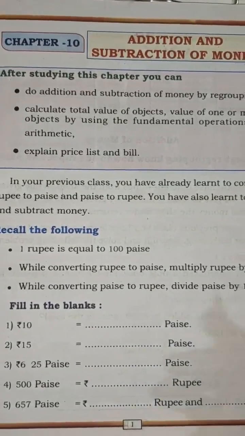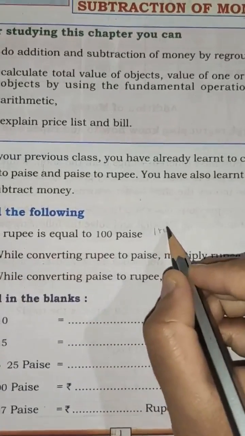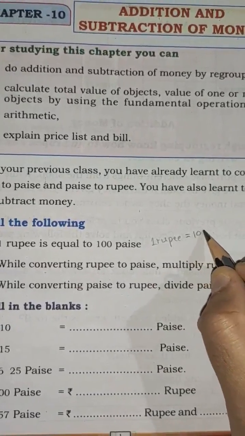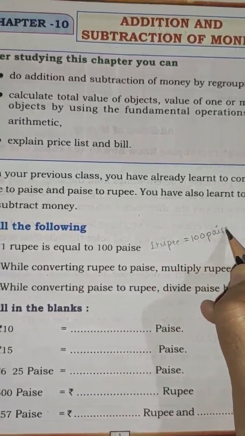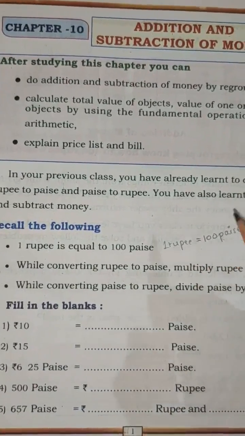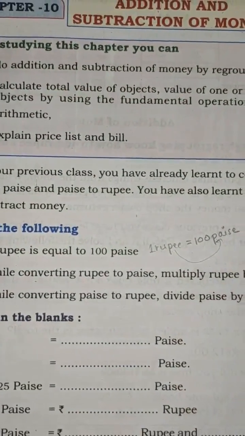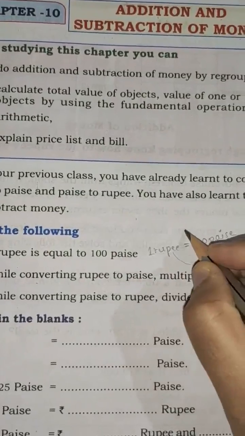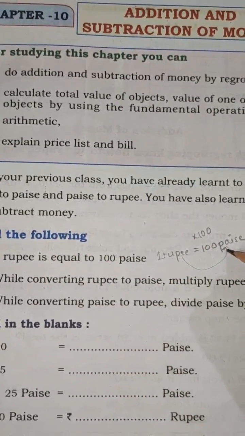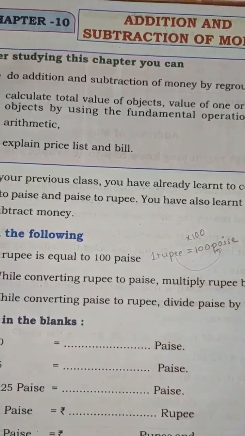Yes. So children, here you can see 1 rupee is equal to 100 paise. Yes, you know that 1 rupee is equal to how many paise? 100 paise. Yes. So 1 rupee is equal to 100 paise. So while converting rupee to paise, what do we have to do? Yes, we have to multiply the rupee by 100. Yes, so to convert rupee into paise, we have to multiply the rupee by 100, isn't it?